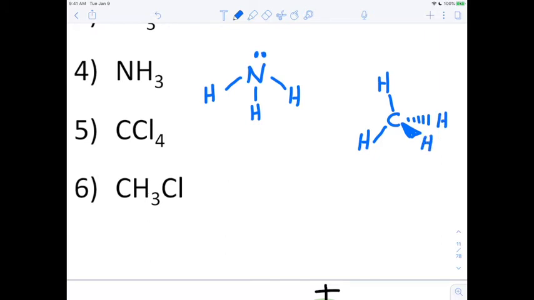And what you're seeing right here is what we call a wedge or a caret. That's showing that you've got a hydrogen coming out at you, and a dashed line means it's going away from you. So this is showing our tetrahedral. All right, so go ahead and copy down these ones, and then I will move to that electronegativity chart.